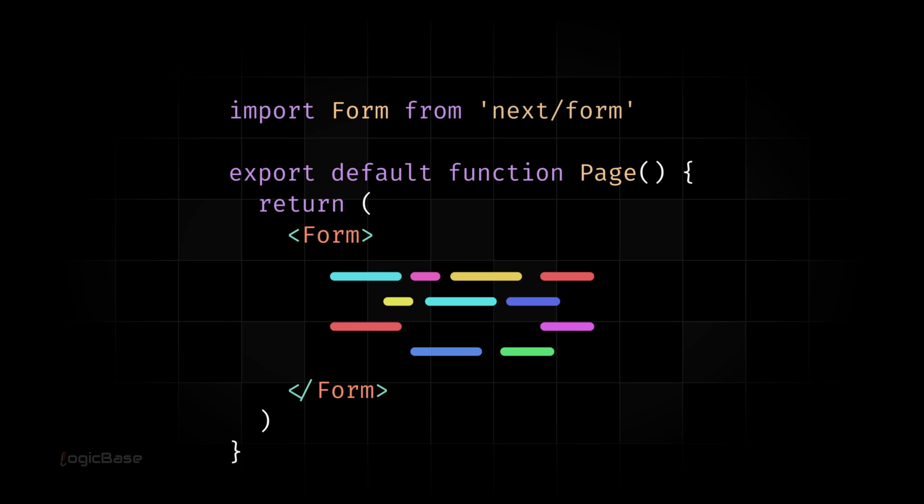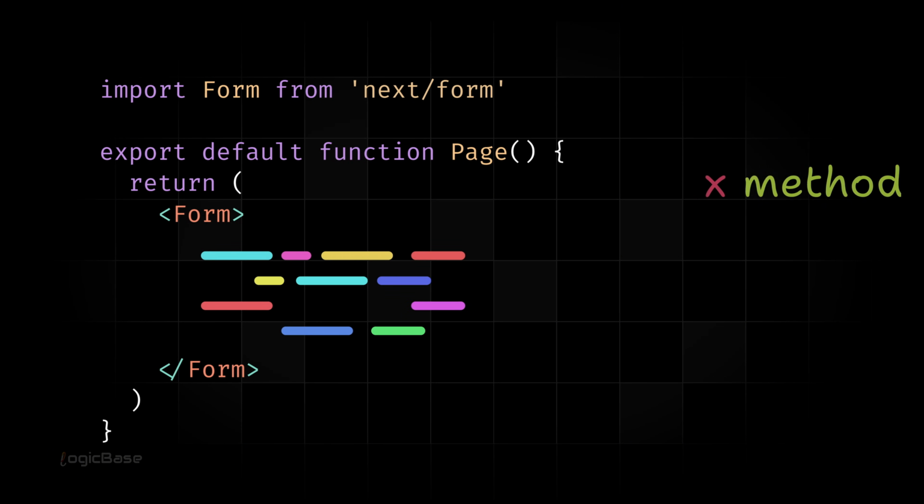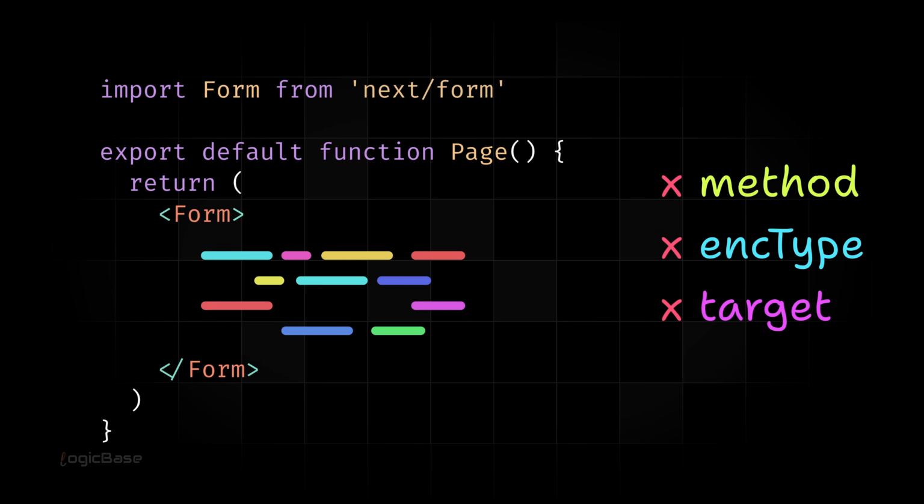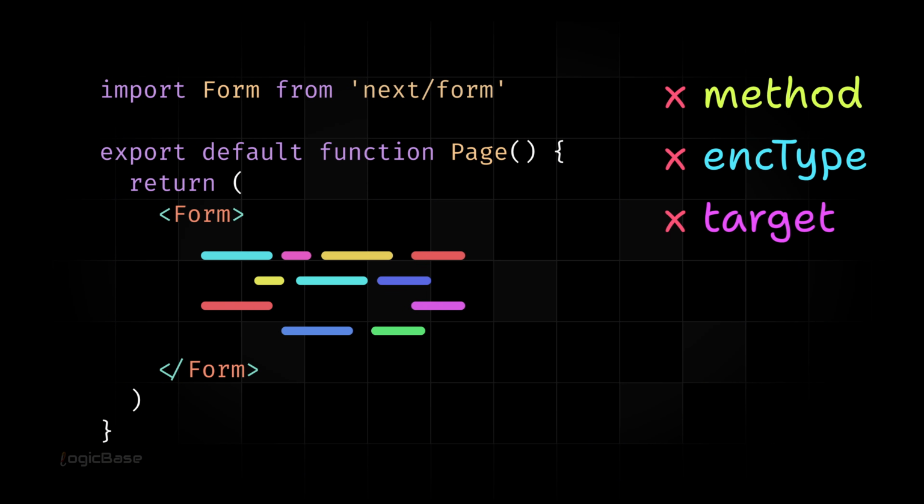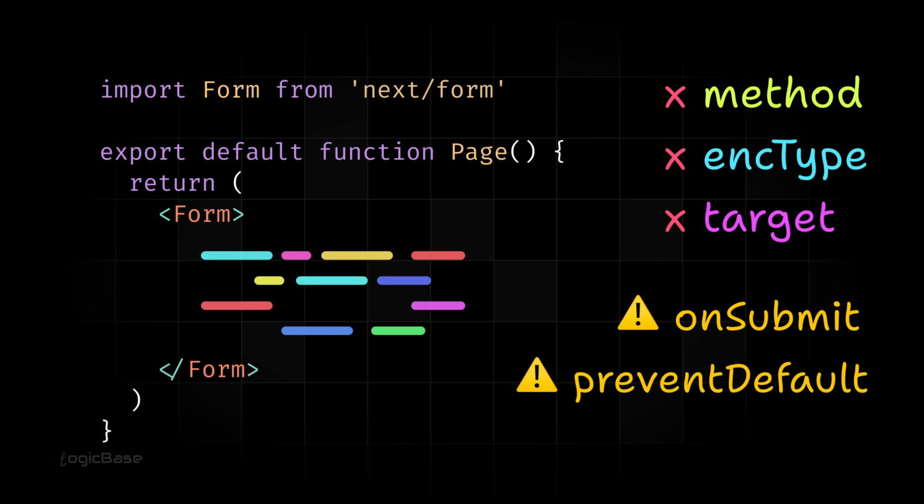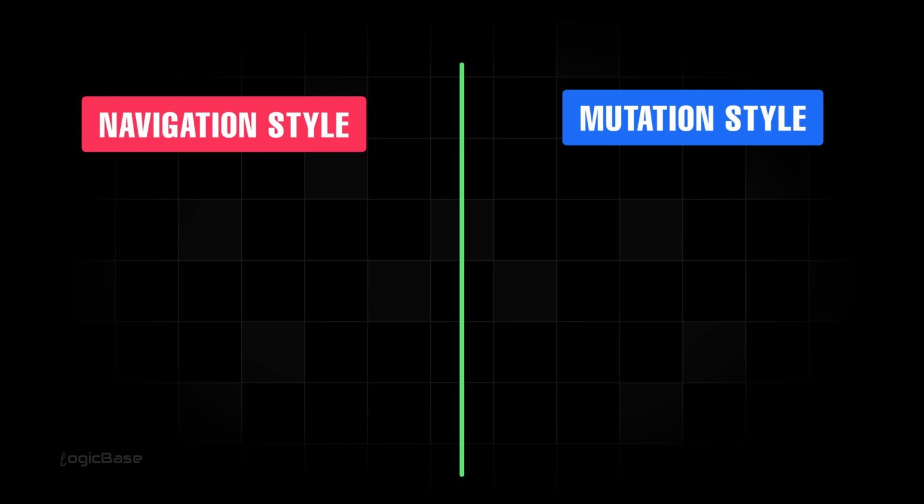Now the final boundary note. Form has caveats. It's intentionally focused on navigation behavior. If you try to use props like method, encType, or target, it won't support them because those override its behavior. And if you use onSubmit and call preventDefault, you override the navigation behavior too. And one more subtle point. For mutation forms where the destination depends on a redirect inside the action, Form can't prefetch because it doesn't know the destination until the action returns. That's normal.